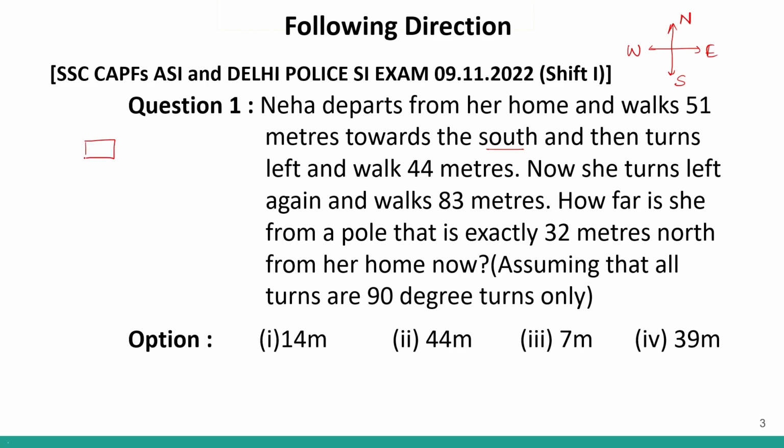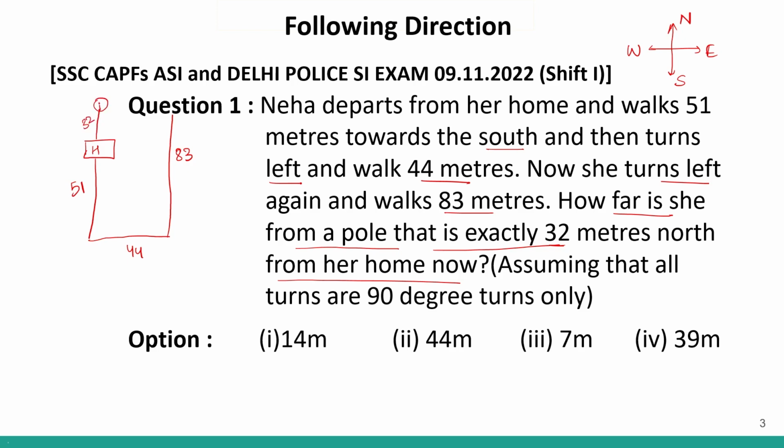So let's say Neha's home is over here and she departs and walks 51 meters towards the south. Then she turns left. So left will be this direction and she walks for 44 meters. Now she turns left. So again she turns left and walks 83 meters. So let's say this is 83 meters. How far is she from a pole that is exactly 32 meters north from her home? So north from her home 32 meters, there's a pole.